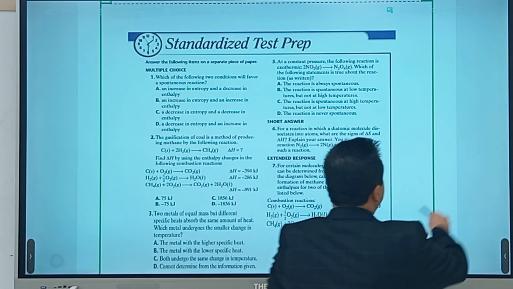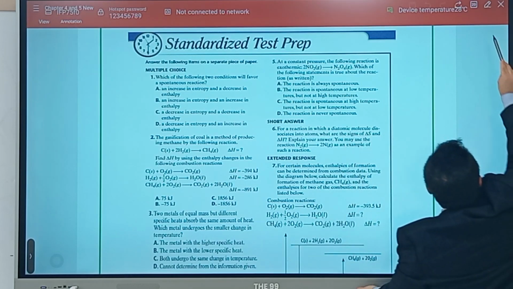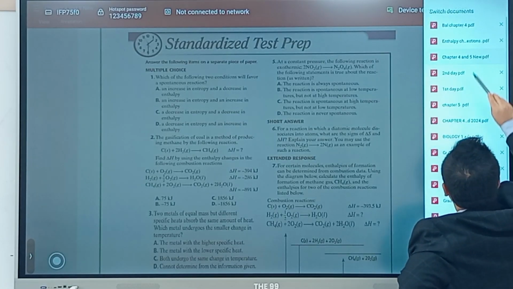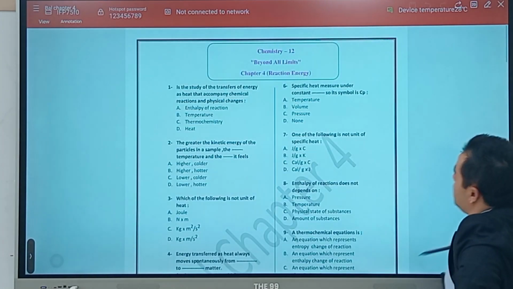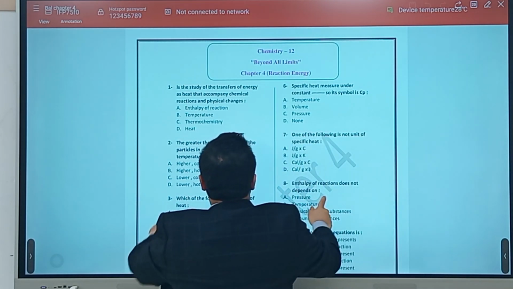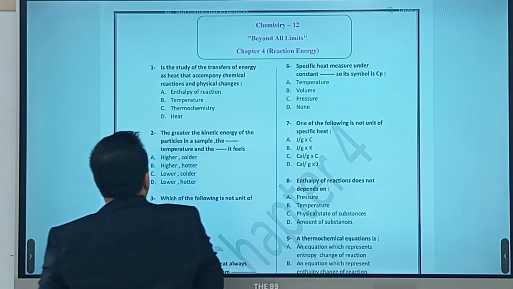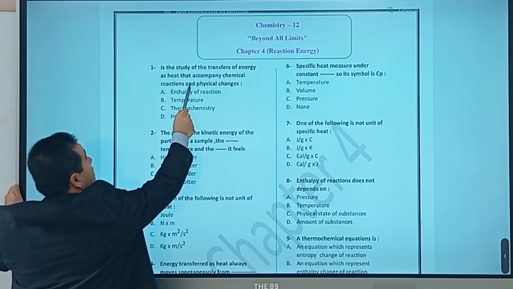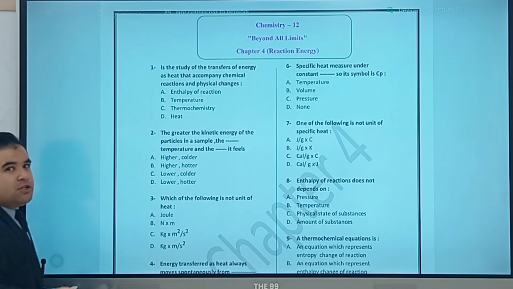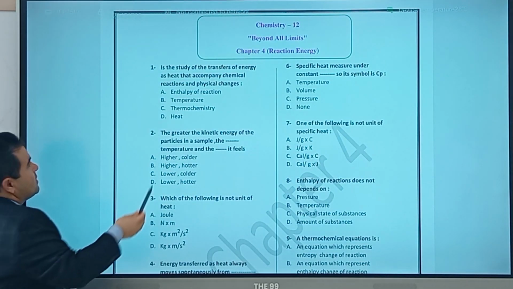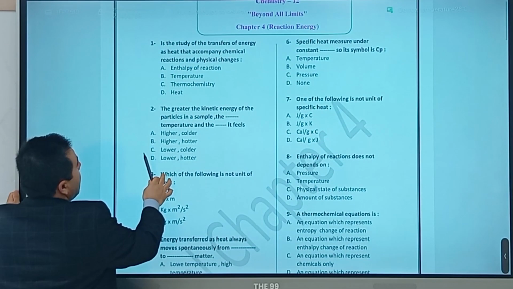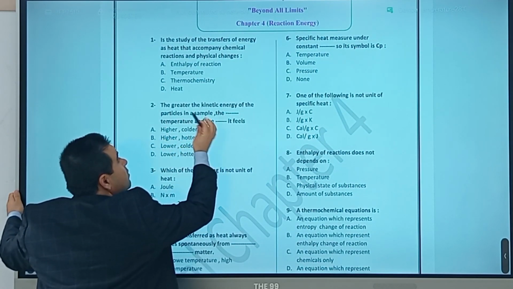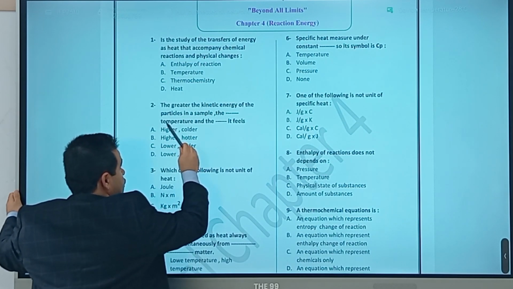Now we will be solving the 40 questions which we call the BAL, Beyond All Limits, guys, for chapter 4, in order to revise chapter 4. The study of transferring of energy as heat that accompanies chemical reaction and physical change. Study of transferring of heat is what? It is thermochemistry, guys.